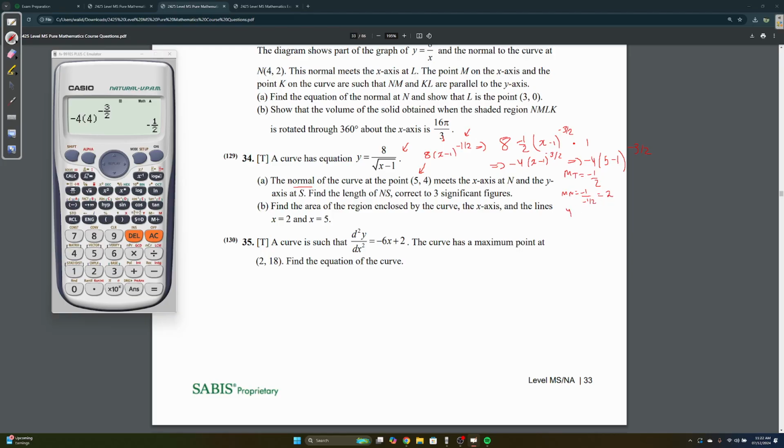Now we can find the equation of the normal. So it's going to be y equals 2x plus b, right? Substitute (5, 4). So 4 is equal to 2 times 5 plus b. So b is equal to negative 6. So it's going to be y is equal to 2x minus 6.